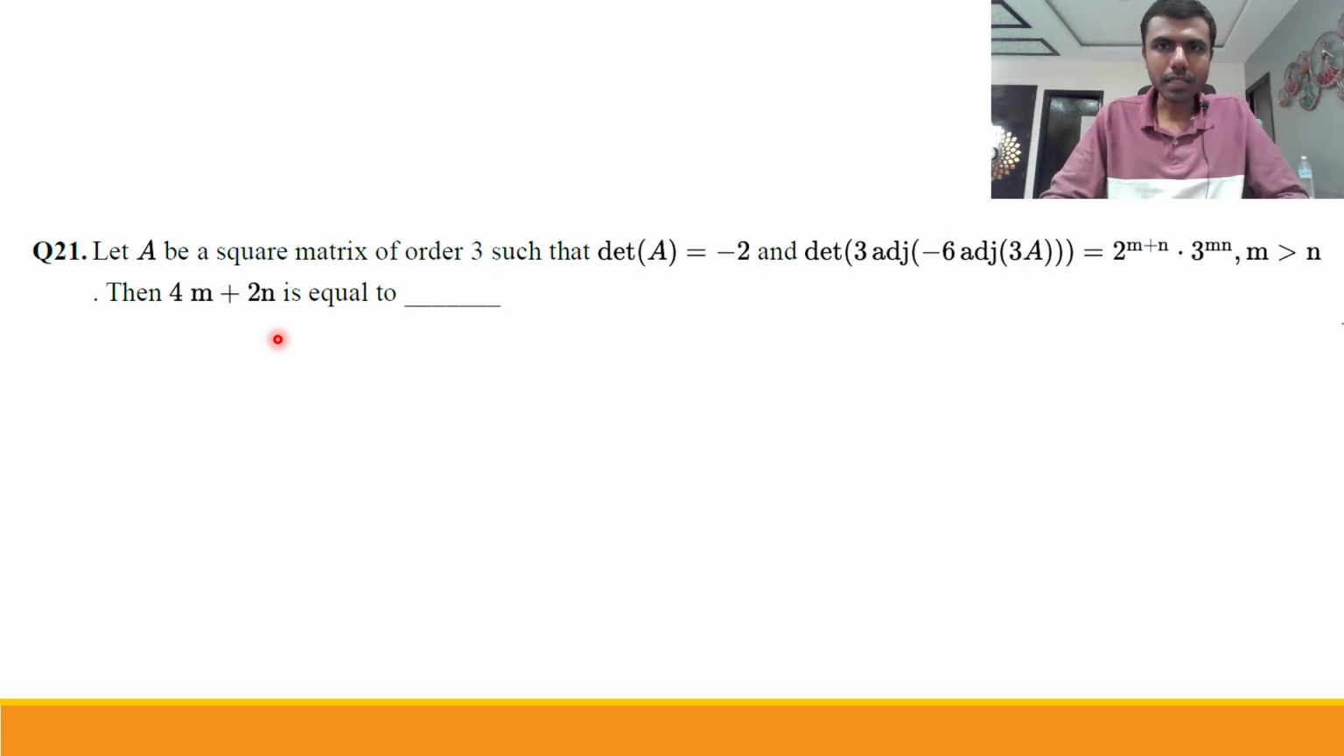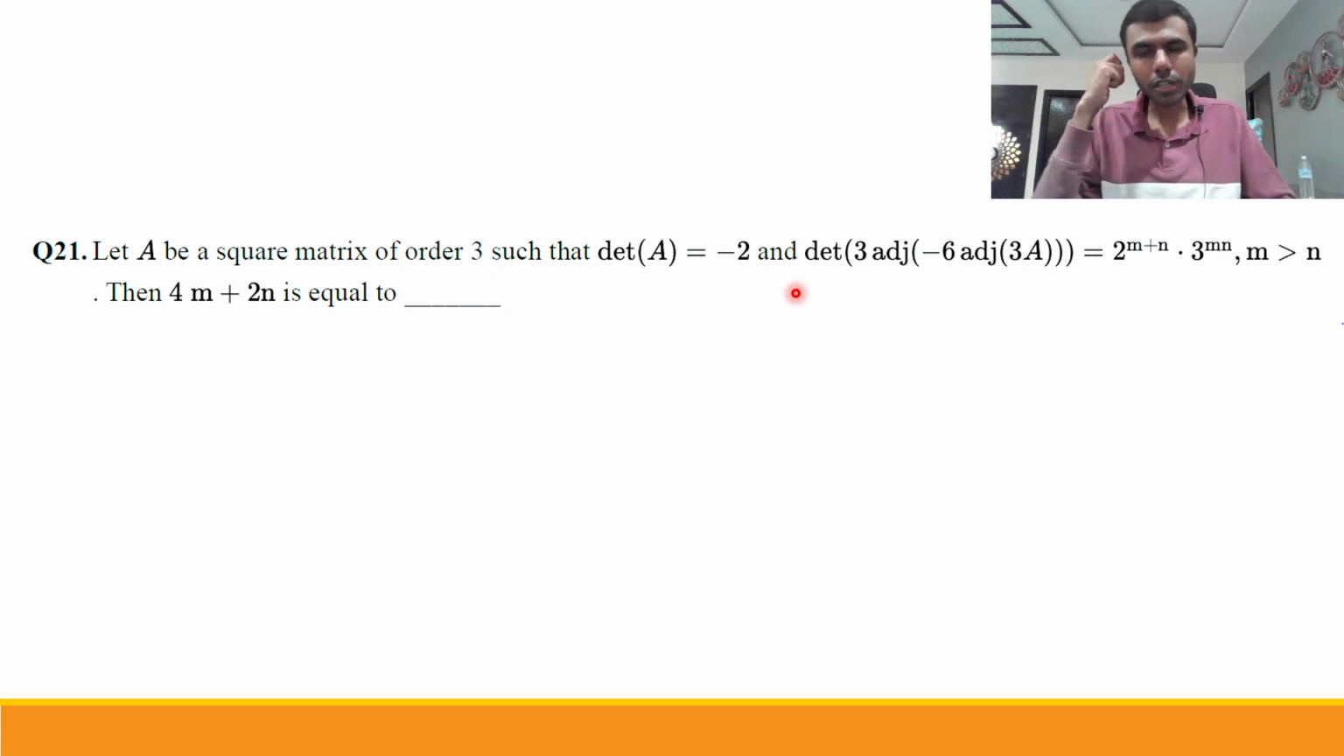So first of all, as soon as I see this, I understand that this is a question from matrices and determinants, especially determinants. This kind of question has come a lot. It's one of their favorite questions, I feel. This one and infinite solutions, they come pretty often.